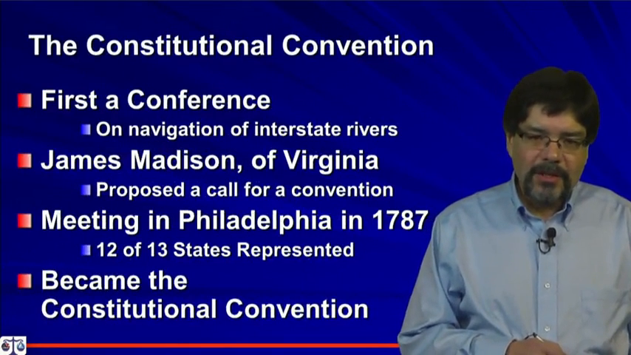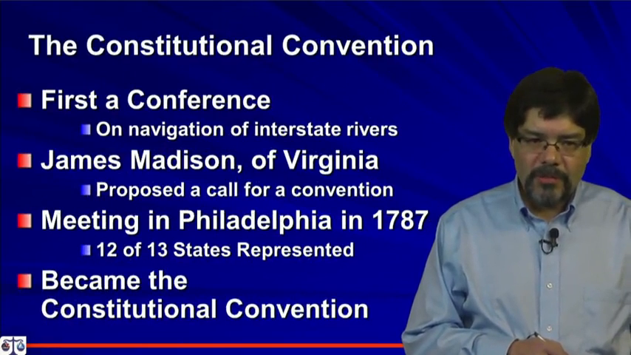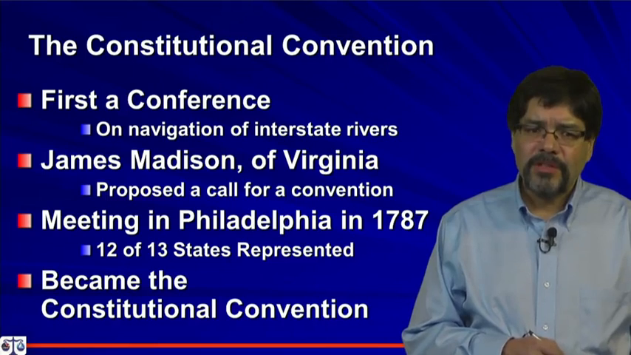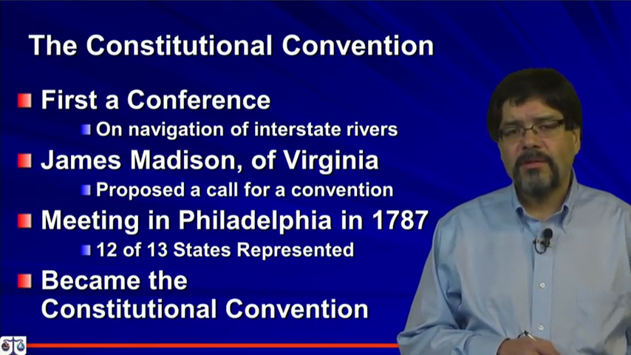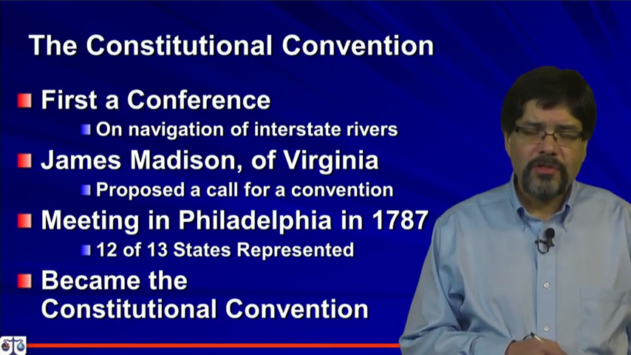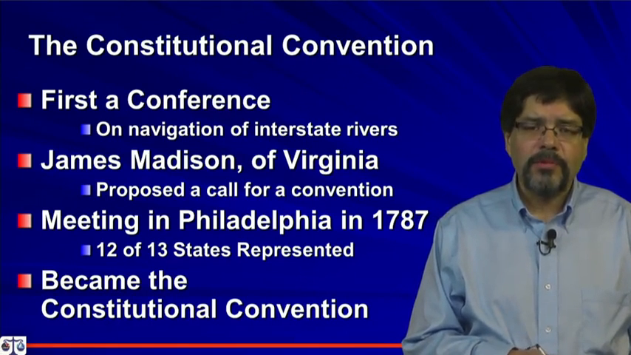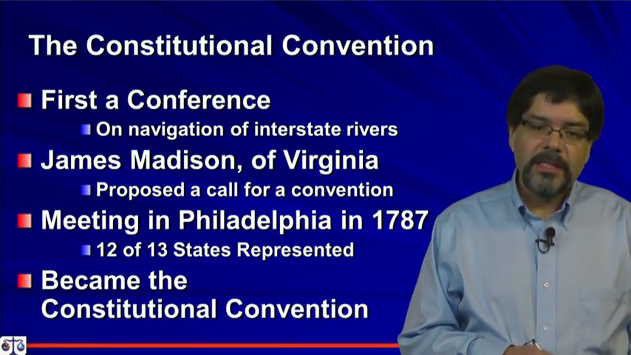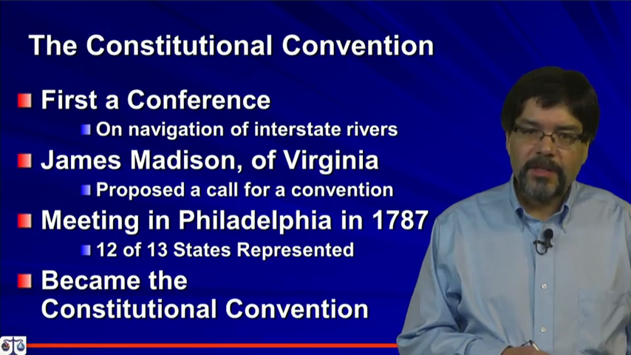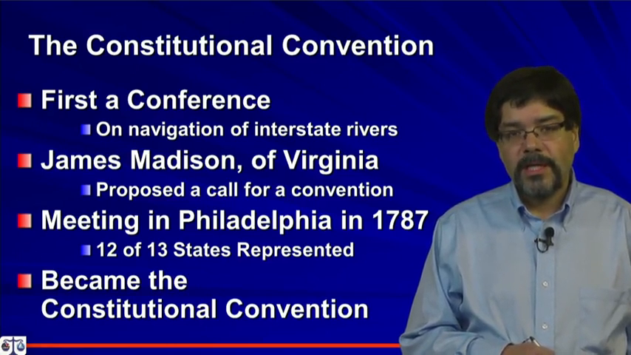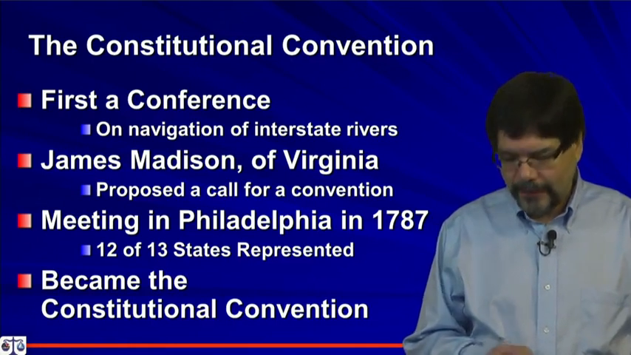Therefore, a constitutional convention would eventually be required. First, there was a conference on navigation of interstate rivers at which James Madison of Virginia recommended that there should be a constitutional convention to fix the problems that the country was having with the Articles of Confederation. The Congress met in Philadelphia in 1787. 12 of the 13 colonies sent representatives to this meeting, and it eventually constituted itself in a constitutional convention.